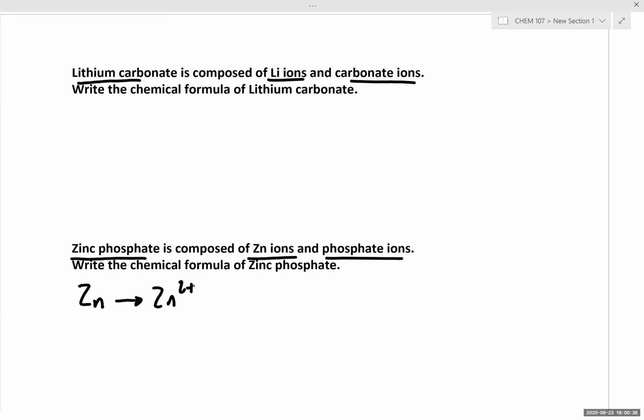So I'd like you to work on these two problems and write the formulas for these two compounds, and then we'll discuss in about 3 to 4 minutes. Remember, you'll need your polyatomic ion table to know the formula and charge of your polyatomic ions.